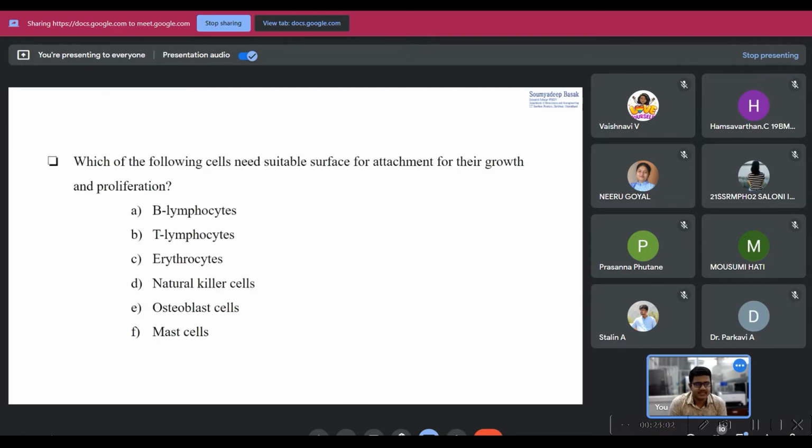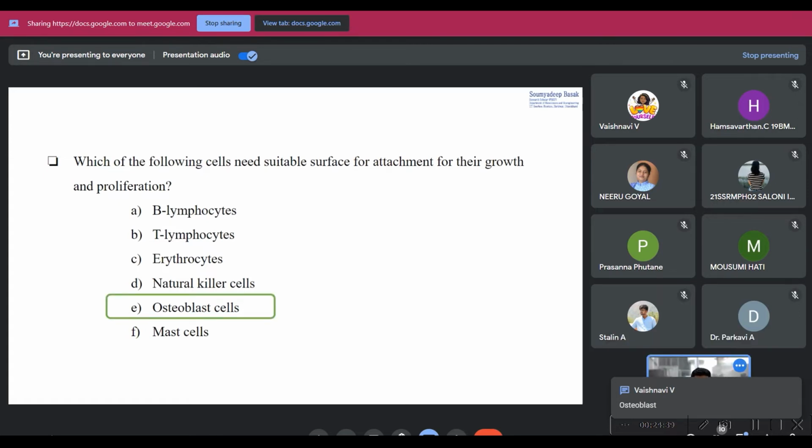Which of the following cells need a suitable surface for attachment for their growth and proliferation? Options are given as B lymphocyte, T lymphocyte, erythrocytes, natural killer cells, osteoblast cells, and mast cells. Okay, I'm getting responses. Right, osteoblast cells. Yes.